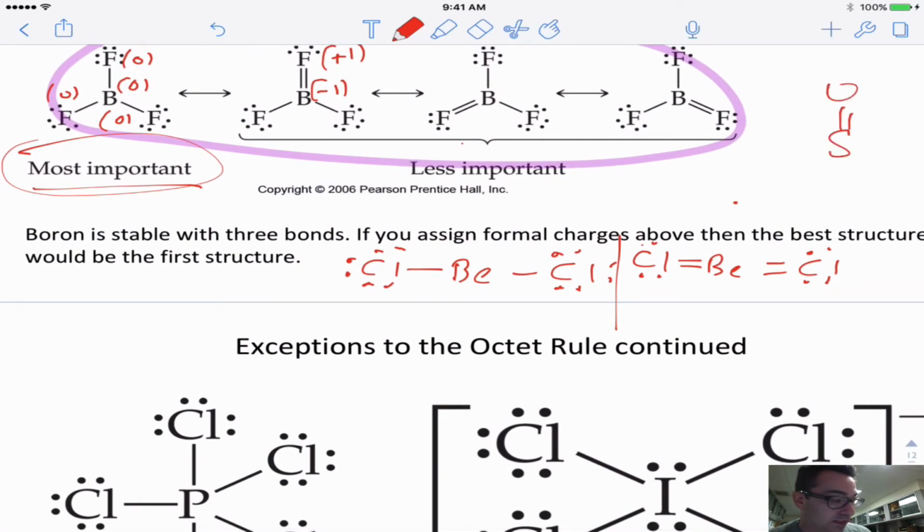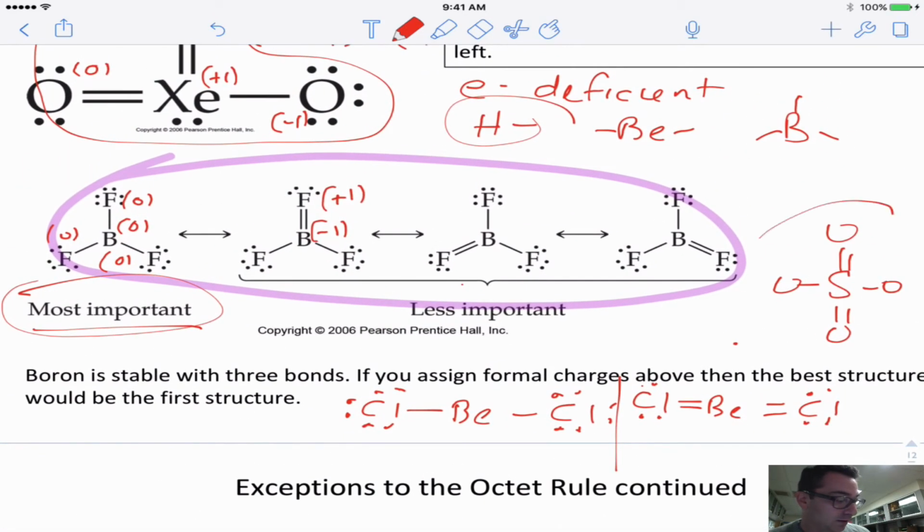Go back and do SO4. So pause the video and do SO4 right now. And remember I said it looks like this. Compare SO4 to -2 SO4 with single bonds. Do the formal charges for these two and see what you get.